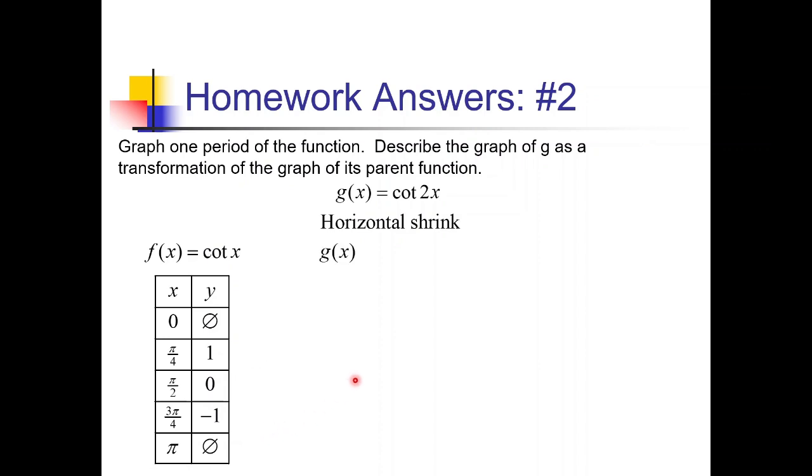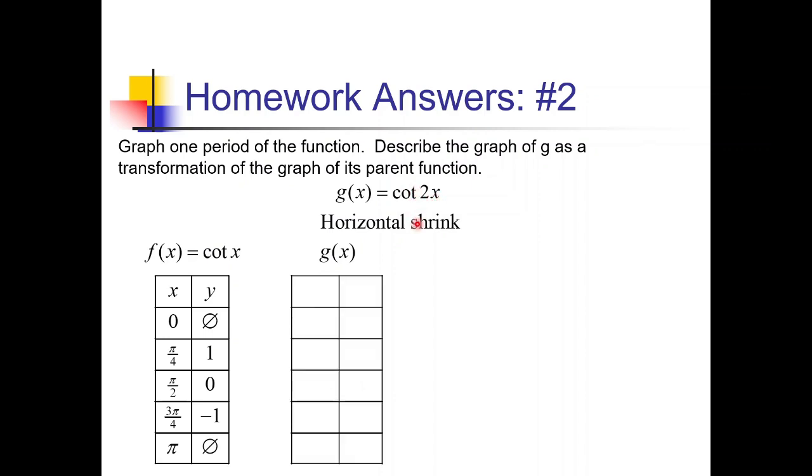For the transformation for g of x, since we have the 2 inside the function, that means we're doing 1/2 times x. Since there's nothing other than a 1 outside the function, y values are going to stay the same. So for the x's, we've got 0, and pi over 2 times 1/2 is pi over 8. Pi over 2 times 1/2 is pi over 4. 3 pi over 4 becomes 3 pi over 8, and pi becomes pi over 2.